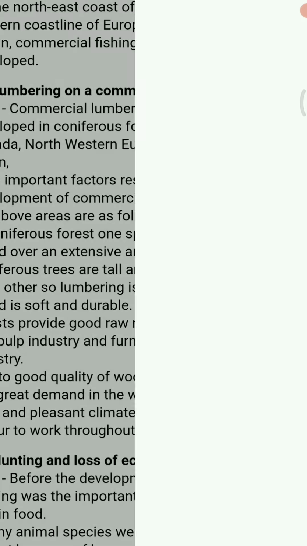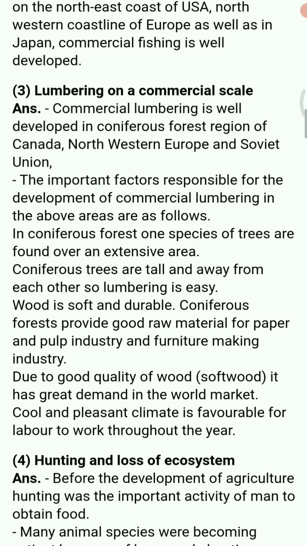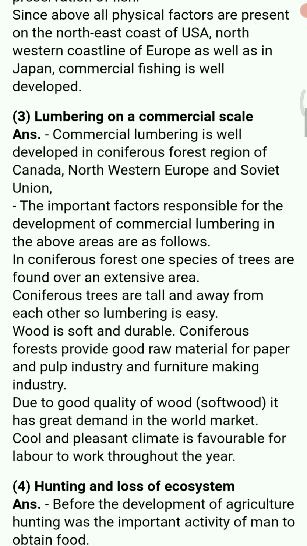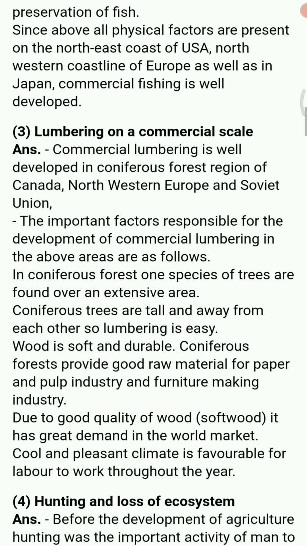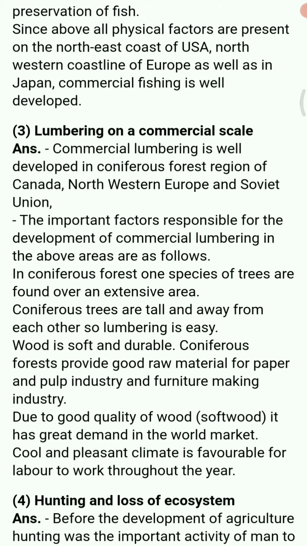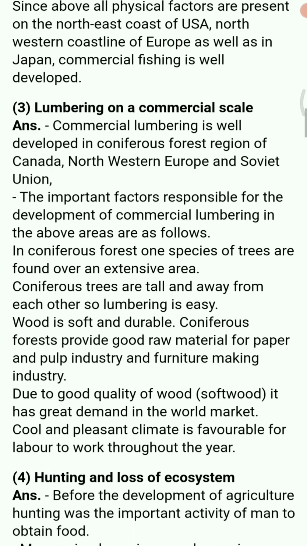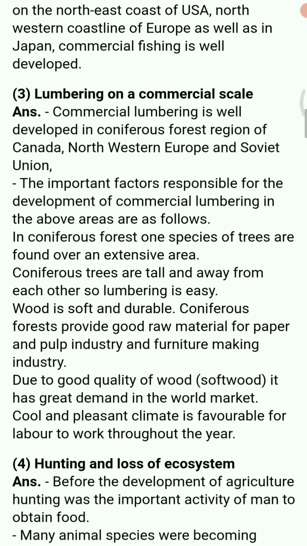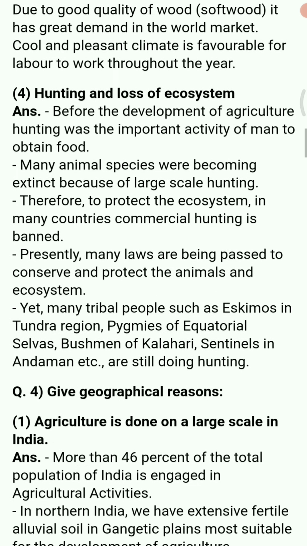So very good quality of softwood, such type of trees are preferred in the case of lumbering activity. Now these trees can be seen in places like Canada, northwestern Europe, and Soviet Union. So these are the places where you can see lumbering on a large scale.